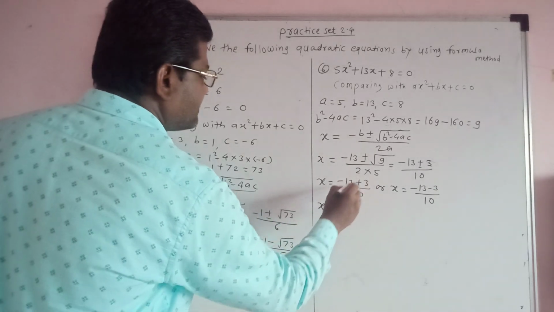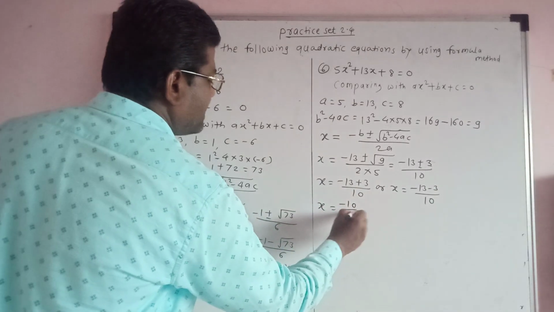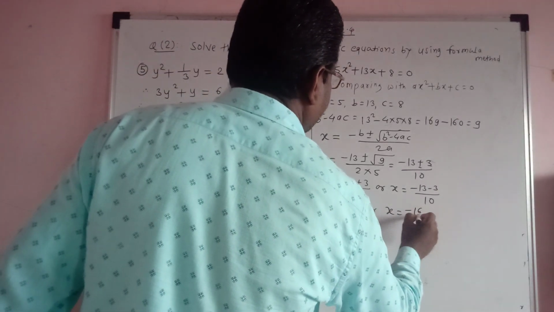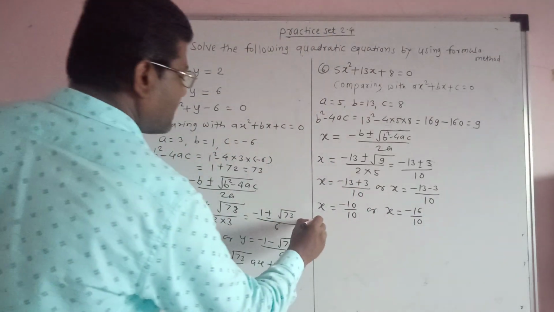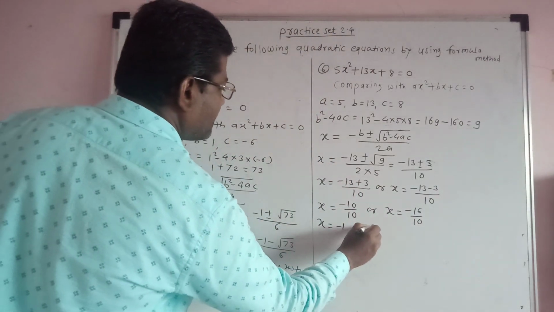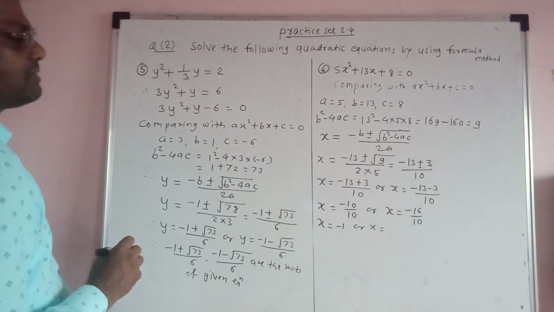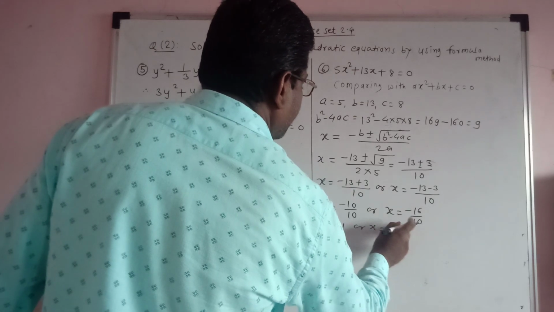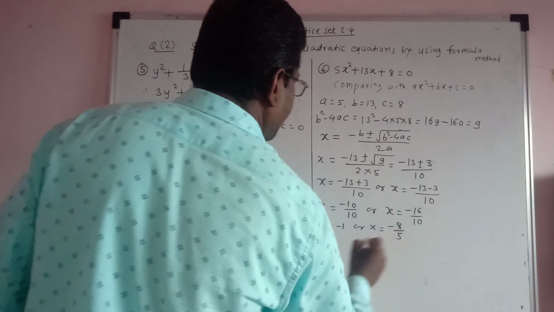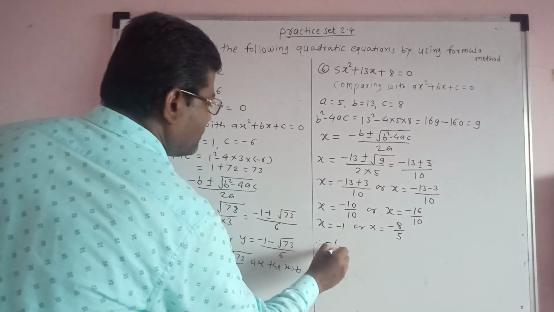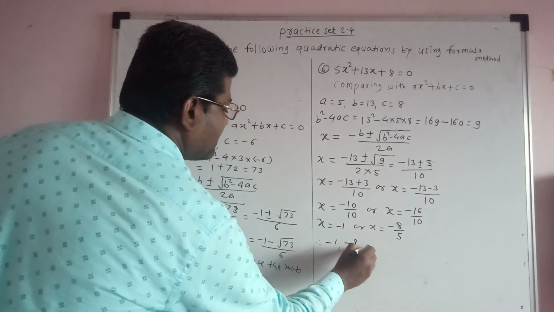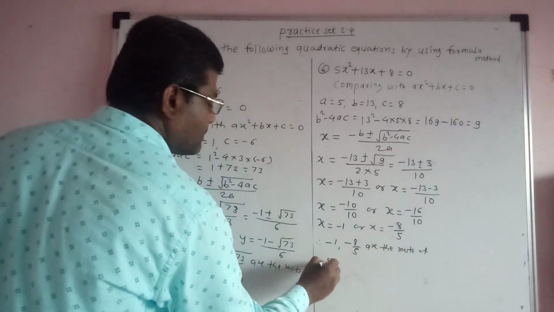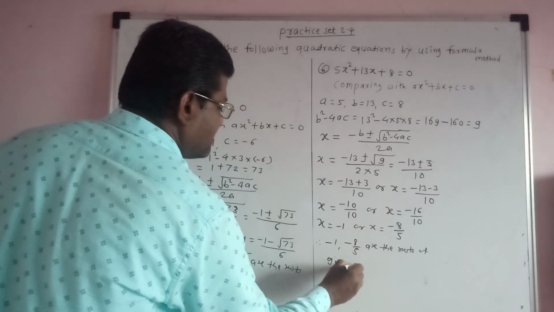Therefore x is equal to minus 13 plus 3, that is minus 10, upon 10, or x is equal to minus 16 upon 10. Therefore x is equal to minus 1, or x is equal to, dividing numerator and denominator by 2, minus 8 upon 5. Therefore minus 1 comma minus 8 upon 5 are the roots of the given equation.